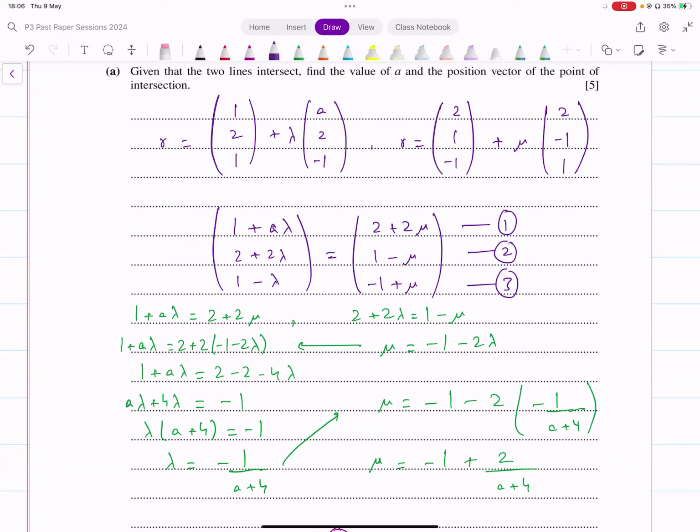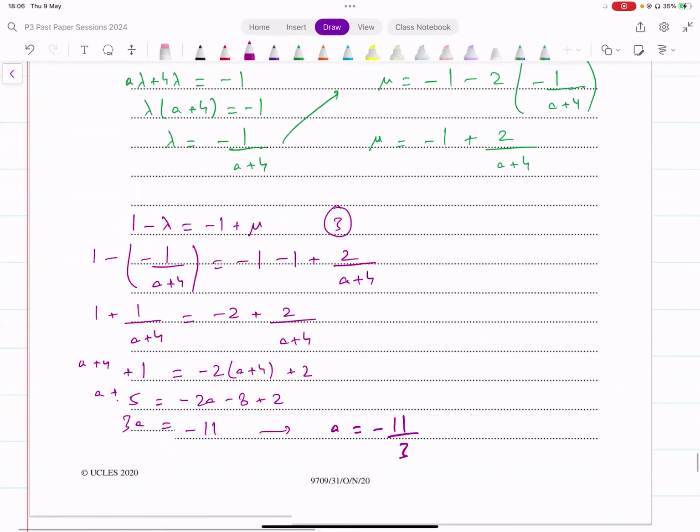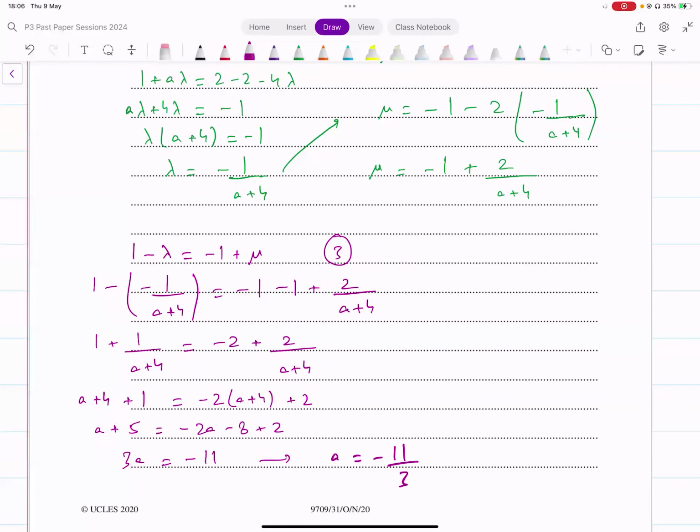So what do we get from this? We get lambda equal to minus 1 over A plus 4. A is minus 11 over 3 plus 4. Let's see what the value of lambda turns out to be.